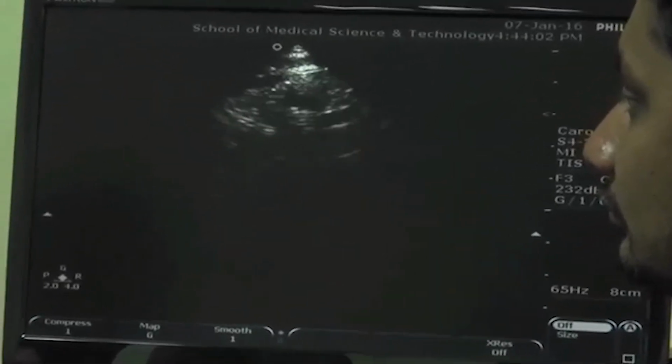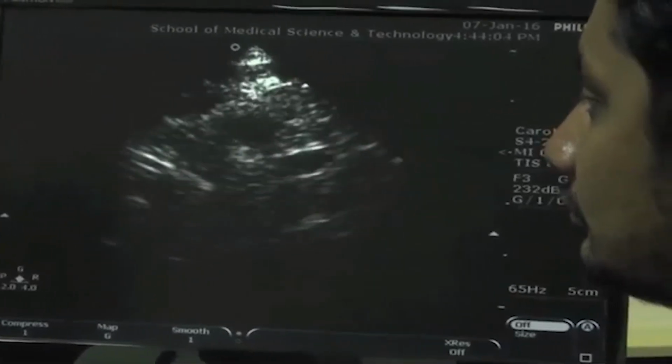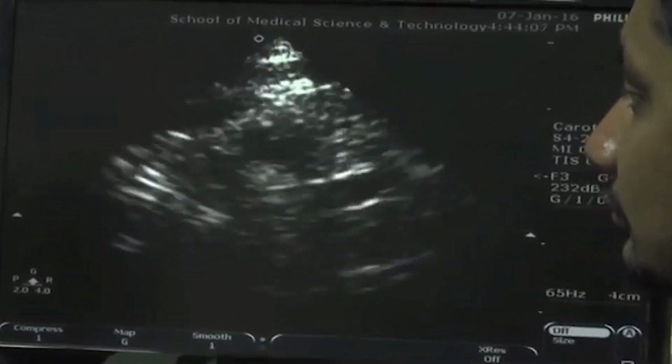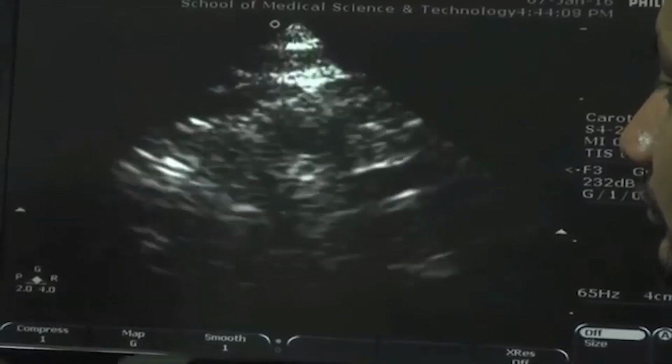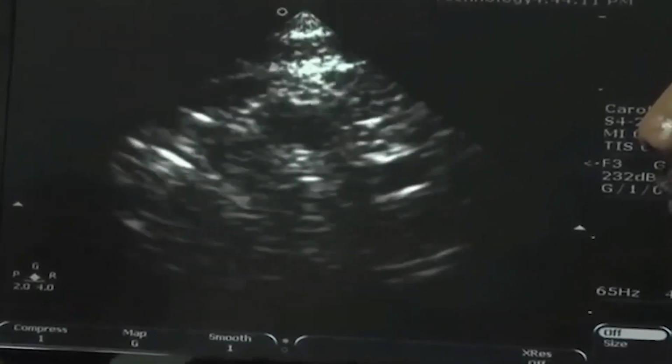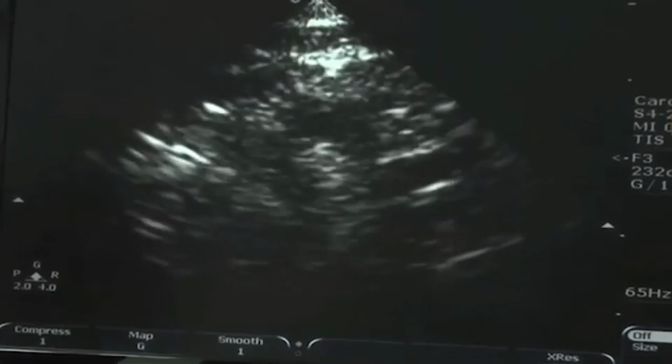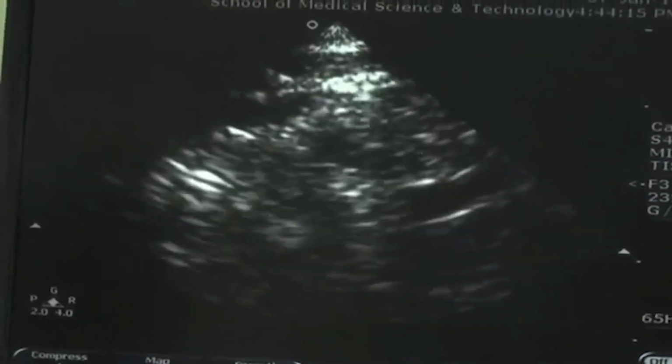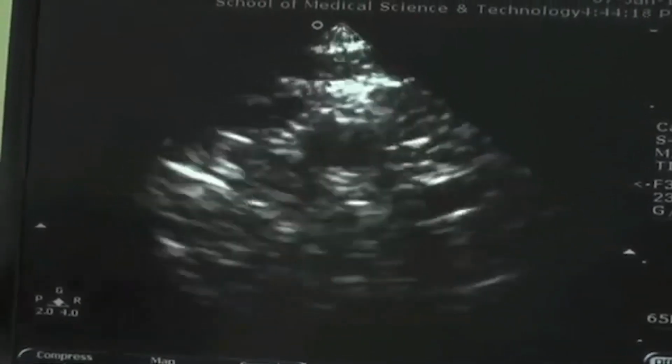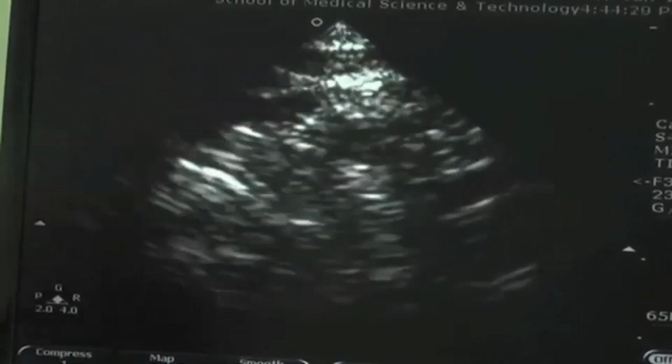zoom over there. So what I would do is reduce my depth of scan so that you can see a much better view over here. As I reduce my depth of scan, you can see it. Now I would try to change my focal zone as well, but somehow it does not allow me to go any deeper in focus. So this is the carotid artery which is beating over there.